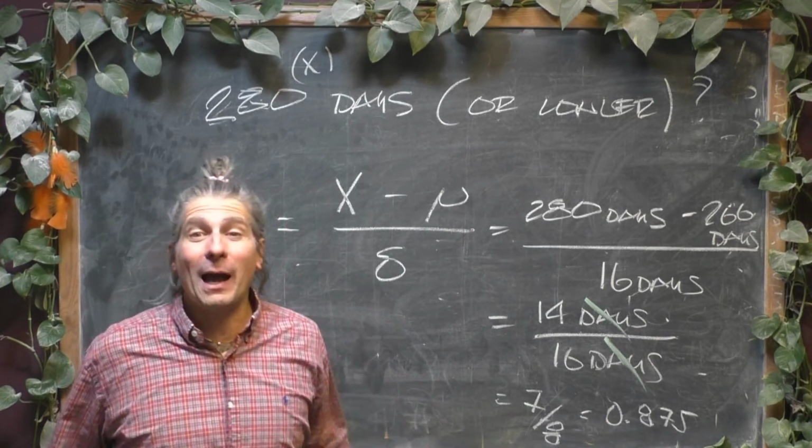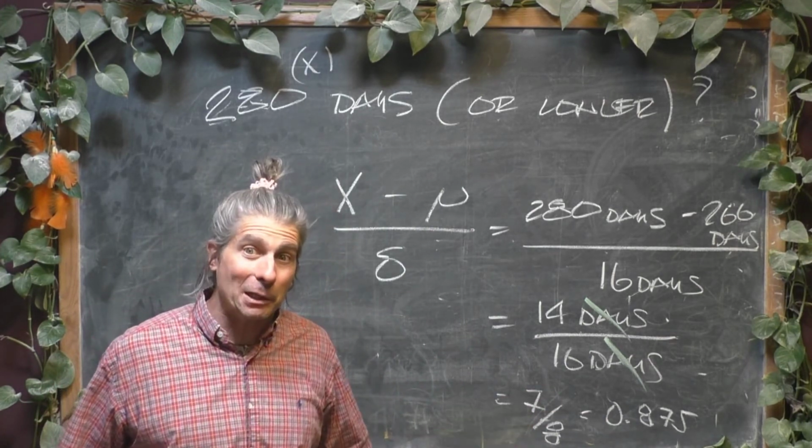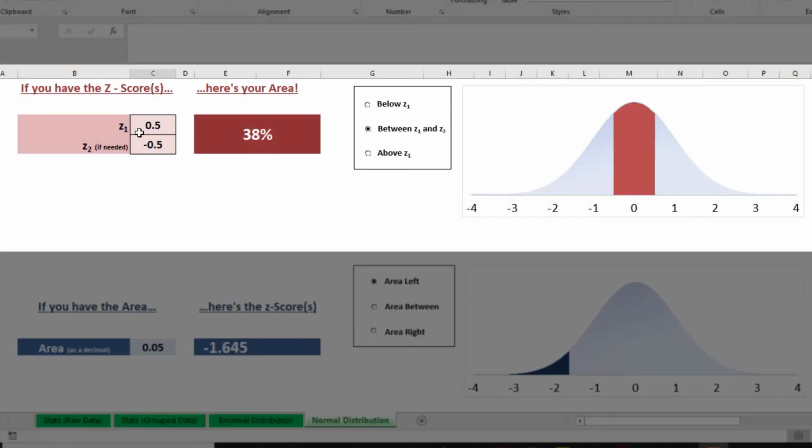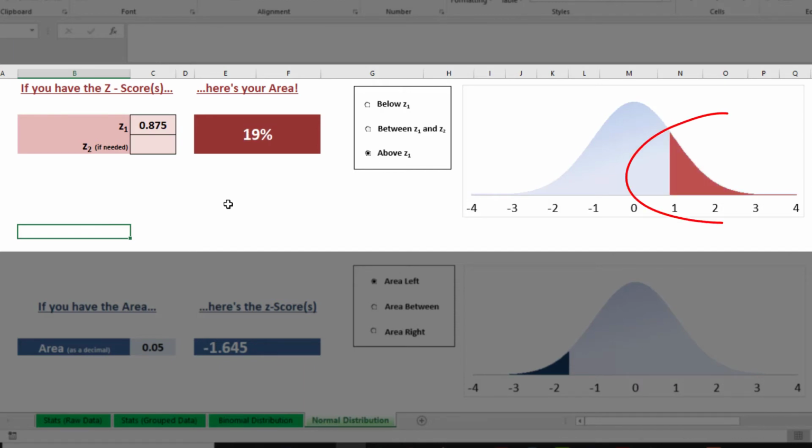I don't know. That's why I built you the calculator. Let's go take a look. Okay, my friends, so we're going to be in the top part of the sheet. We have our z-score. It is 7/8 of a standard deviation. We do not need the second one. We only have the top one, and we want to be above that z-score. And there we go. Those are the pregnancies that are going to be induced.